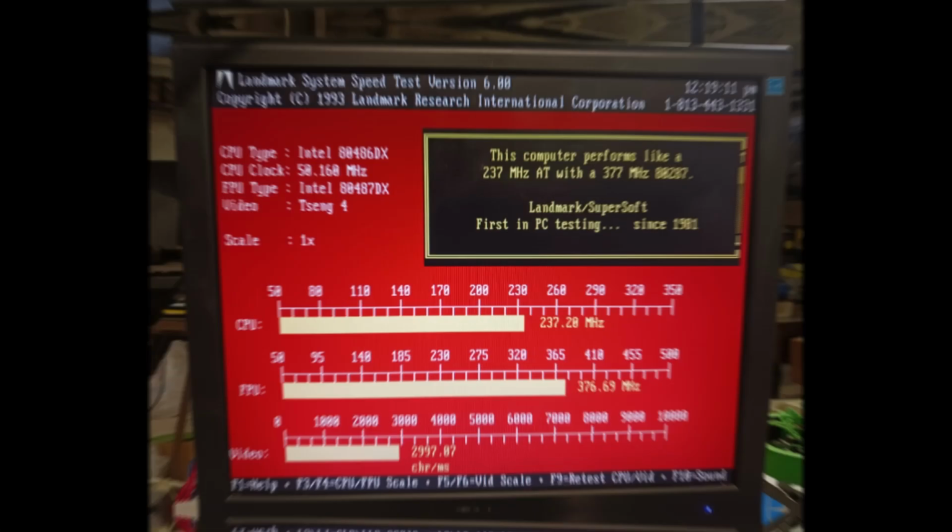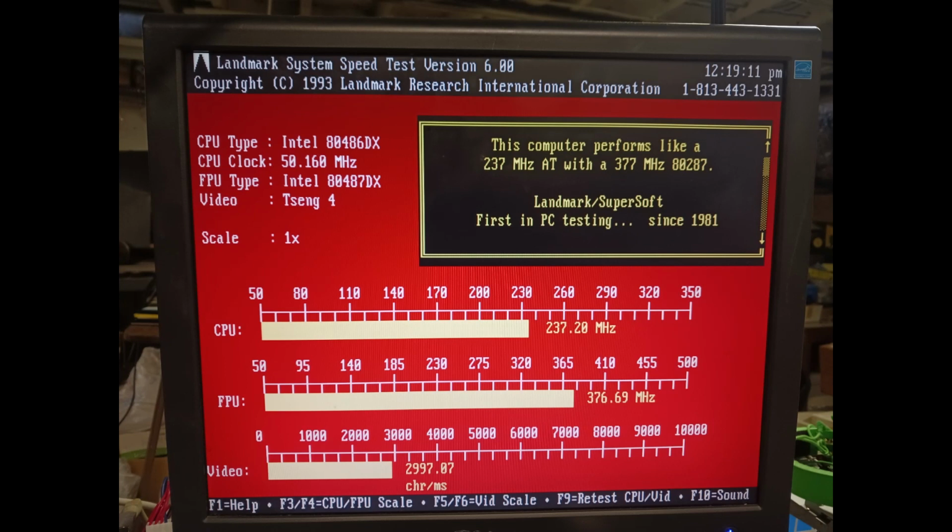And here for the Landmark for that processor, we see quite a noticeable difference from the DX and SX25s, whereas the SX and DX25s got a score of 118.64 and 0.65 respectively. The DX250 gets a score of 237.19, which, again, is about double. Same with the floating point unit from the DX25.